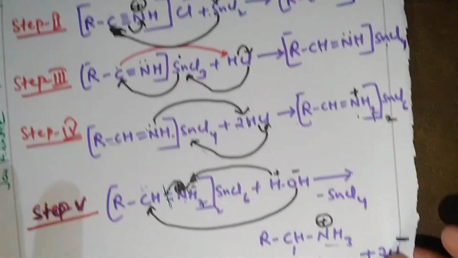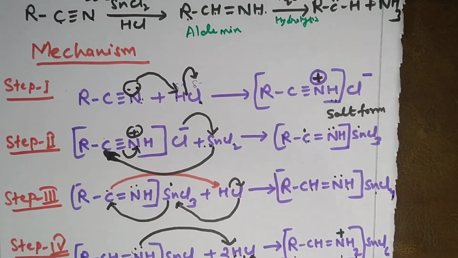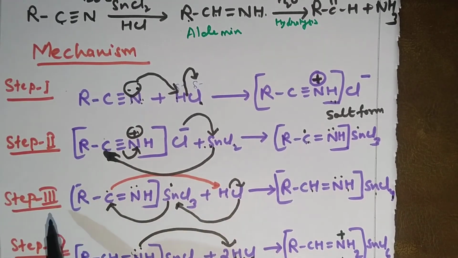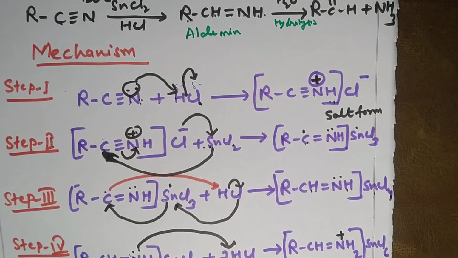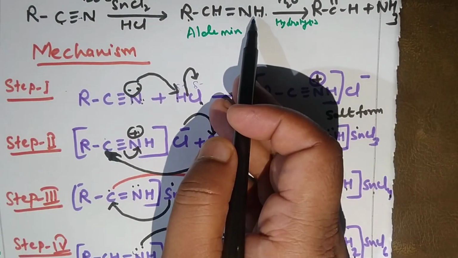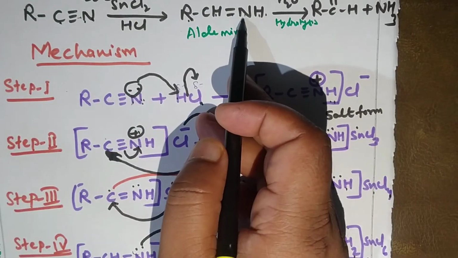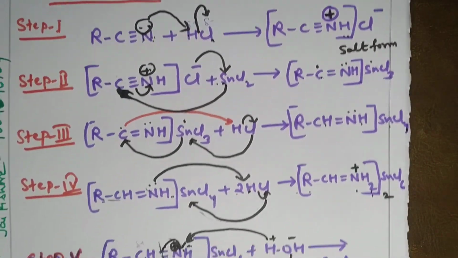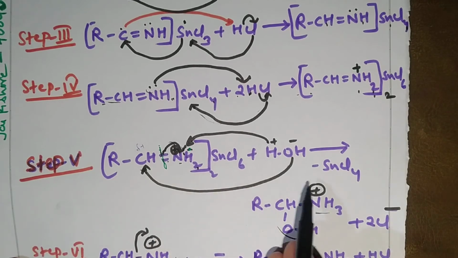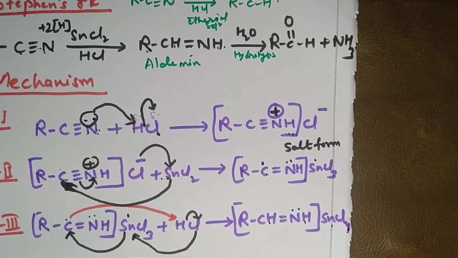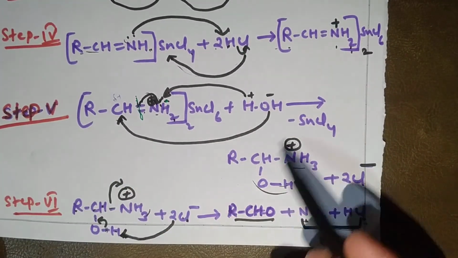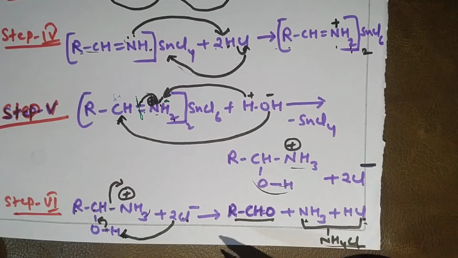So here you can see that we have discussed step 1, step 2, step 3 and step 4. So these steps are from here to this one, formation here to here. Now the fifth step is hydrolysis, this one, and these steps are from here to here, that means formation of aldehyde, fifth and sixth step. So the fifth and sixth step hydrolysis we have depicted here.